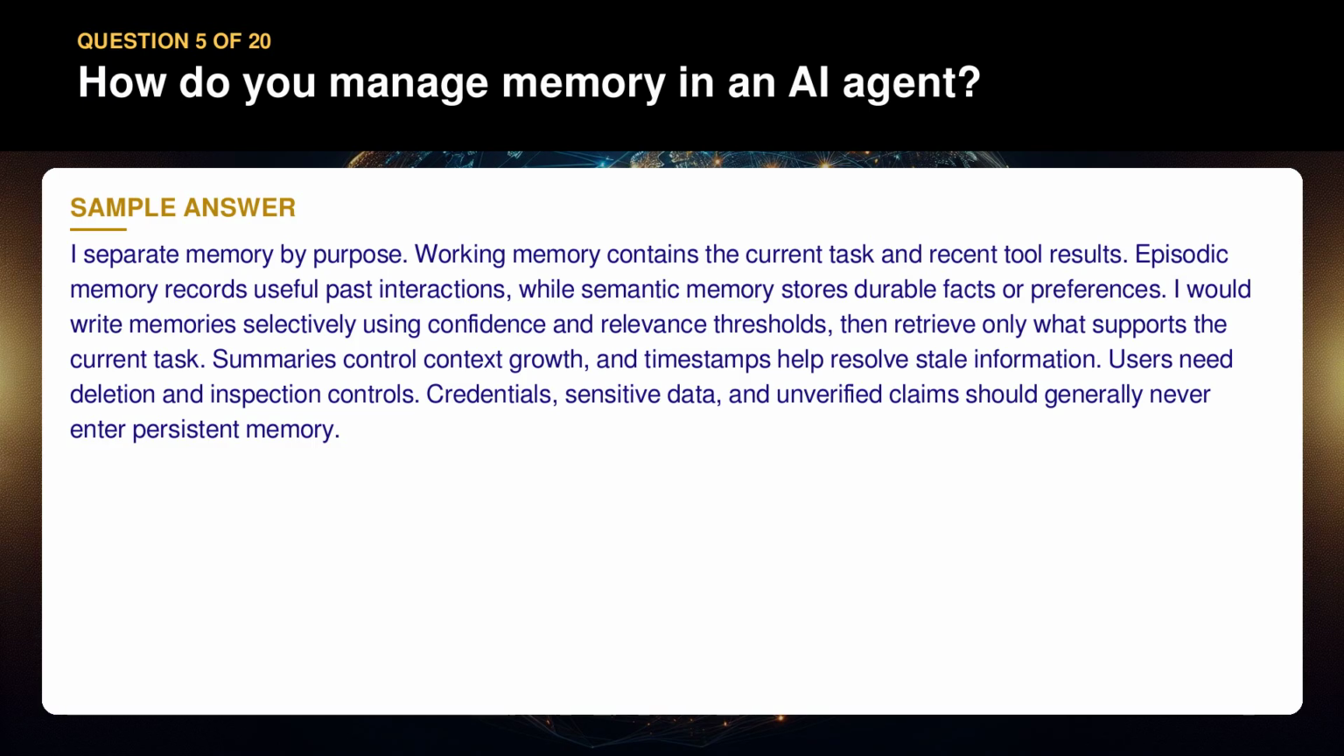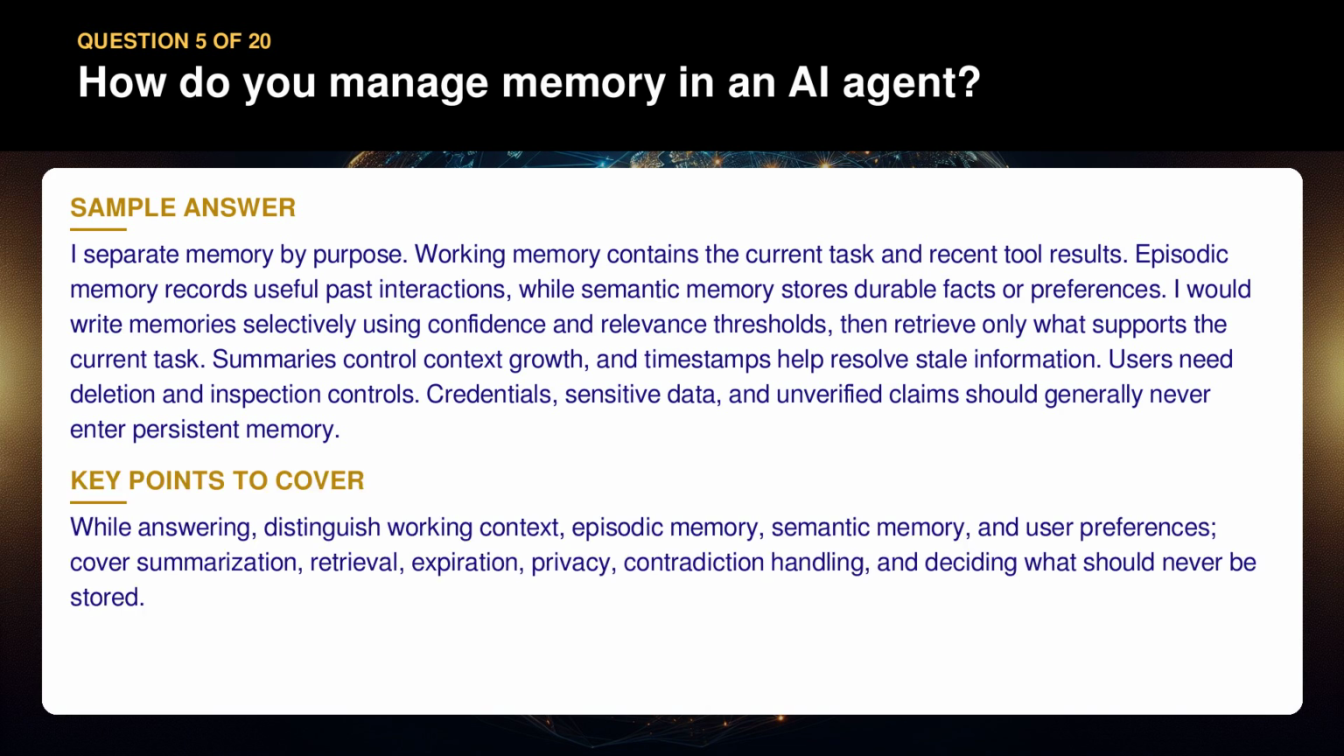Summaries control context growth, and timestamps help resolve stale information. Users need deletion and inspection controls. Credentials, sensitive data, and unverified claims should generally never enter persistent memory. While answering, distinguish working context, episodic memory, semantic memory, and user preferences, cover summarization, retrieval, expiration, privacy, contradiction handling, and deciding what should never be stored.